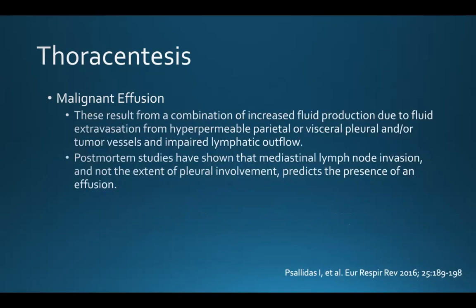Malignant effusions result from a combination of increased fluid production due to fluid extravasation from hyperpermeable parietal or visceral pleura and/or tumor vessels, and impaired lymphatic outflow. Post-mortem studies have actually shown that mediastinal lymph node invasion, and not the extent of pleural involvement with the cancer, predicts the presence of an effusion.